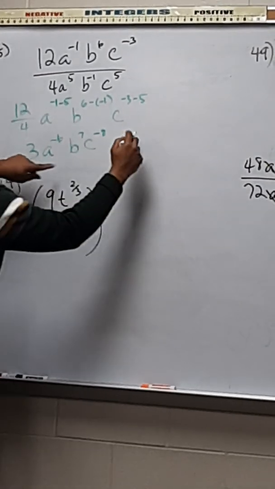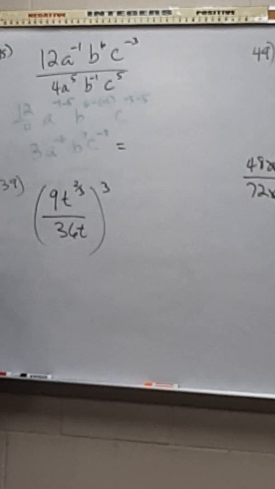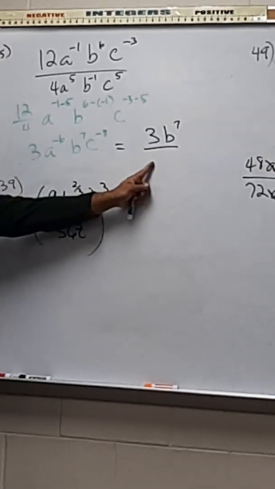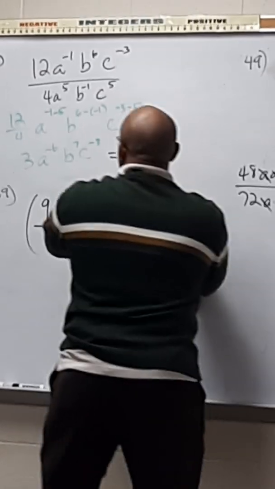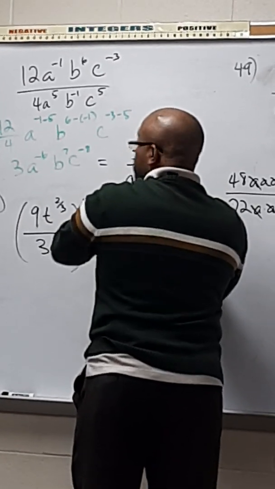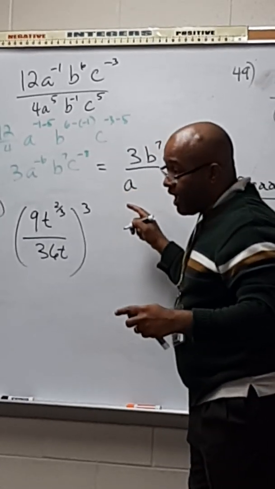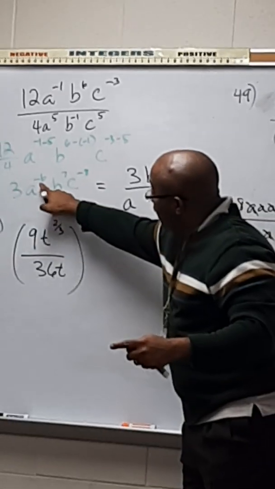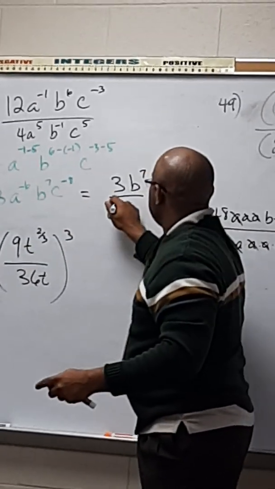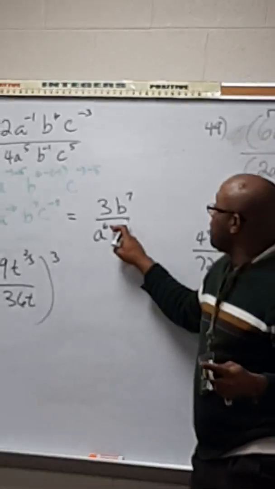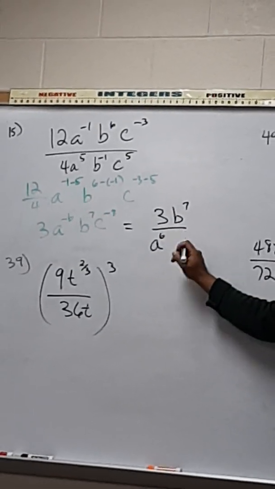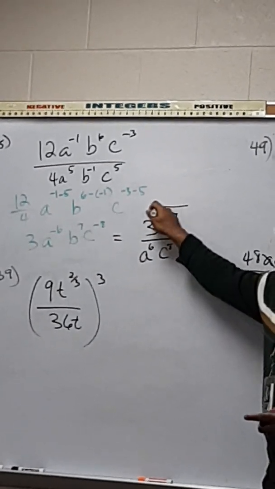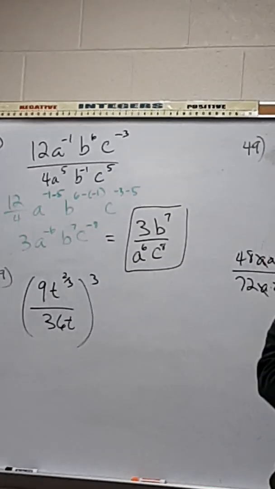Thank you, sir. So, 3, B to the 7. What goes on the bottom, sir? A to the what power? That's 6. Remember when it goes to the bottom, what happens to the exponent? It becomes what? And C to the what? 8. That's our answer.